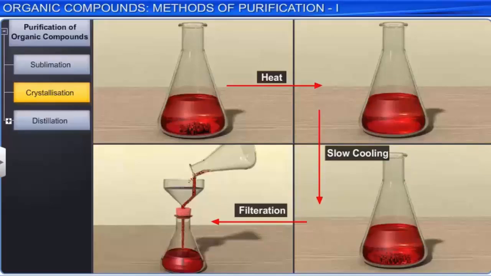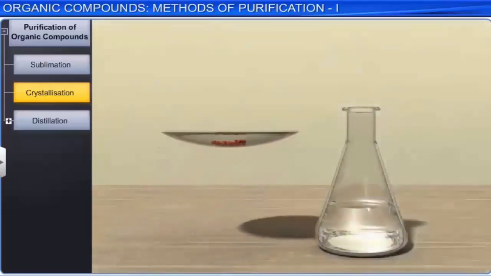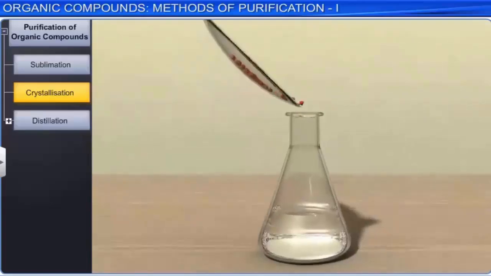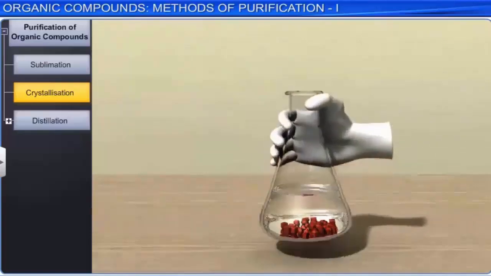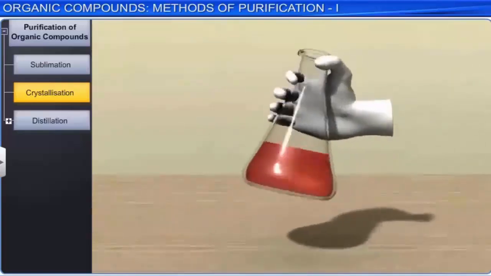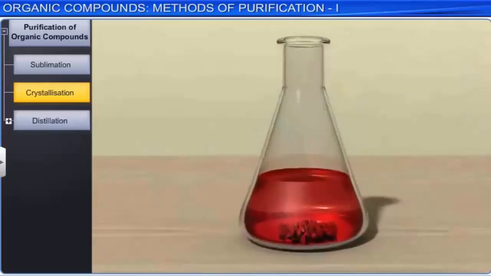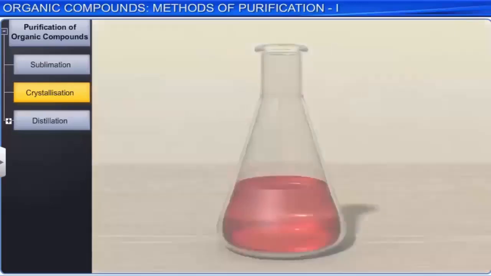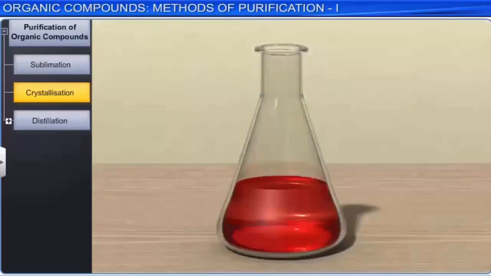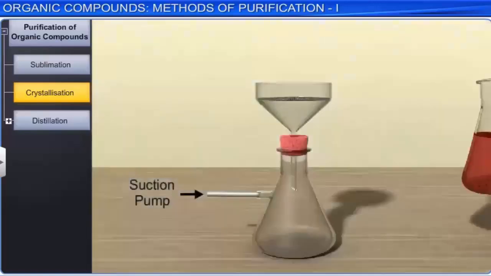In this process, first, the impure compound is dissolved in a solvent in which the compound to be purified is moderately soluble at room temperature and highly soluble at higher temperature. The solution is heated to get a nearly saturated solution. This saturated solution is then cooled to obtain the compound in its pure crystal form. The crystals are separated out from the filtrate by the filtration technique.